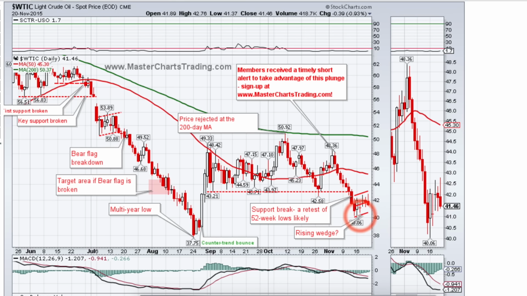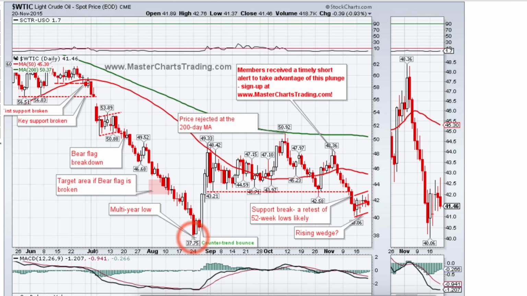move lower. So if this is indeed a rising wedge, a break below these trend lines will almost certainly call for a retest of multi-year lows. We might actually break these lows.